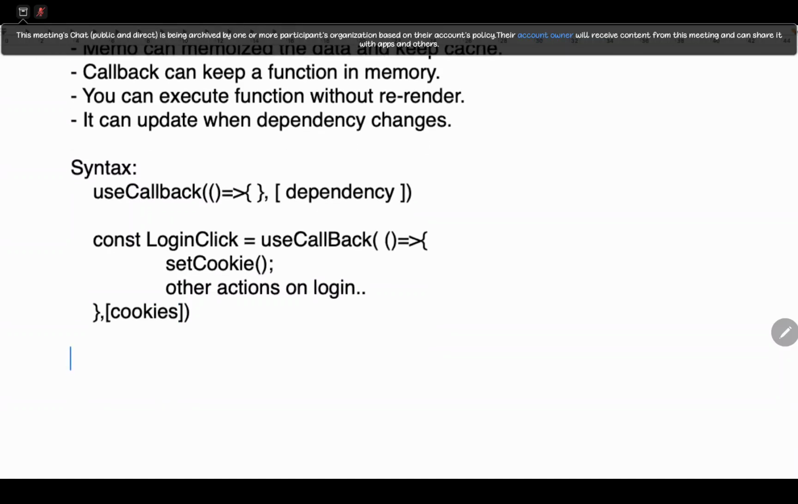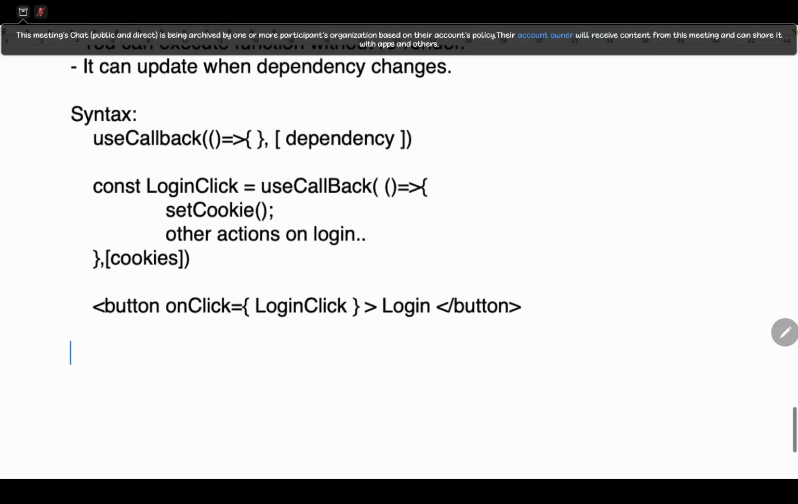That means this entire functionality is attached to the button, onClick is equal to which one? loginClick. This time loginClick is not an ordinary function. It is a callback function. It is a cached function, right? So in production level, we prefer all the functions that deal with memory to be with callbacks. useCallback. So useMemo and useCallback.